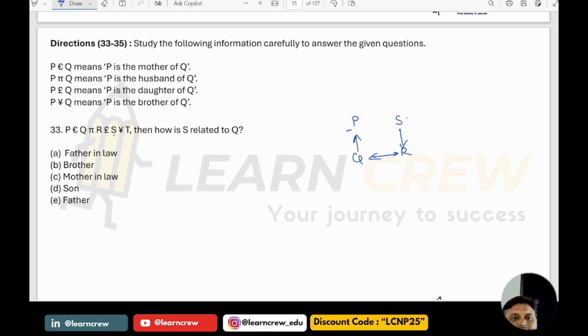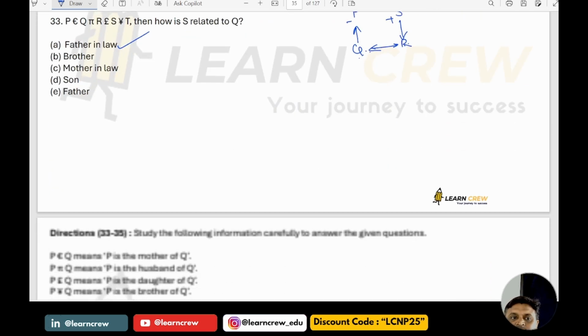Next, S, Y, T means S is the brother of T. T's gender is not known here. Now, how is S related to Q? Father-in-law. It's very easy, right? The spouse's father is the father-in-law, so the answer is A.